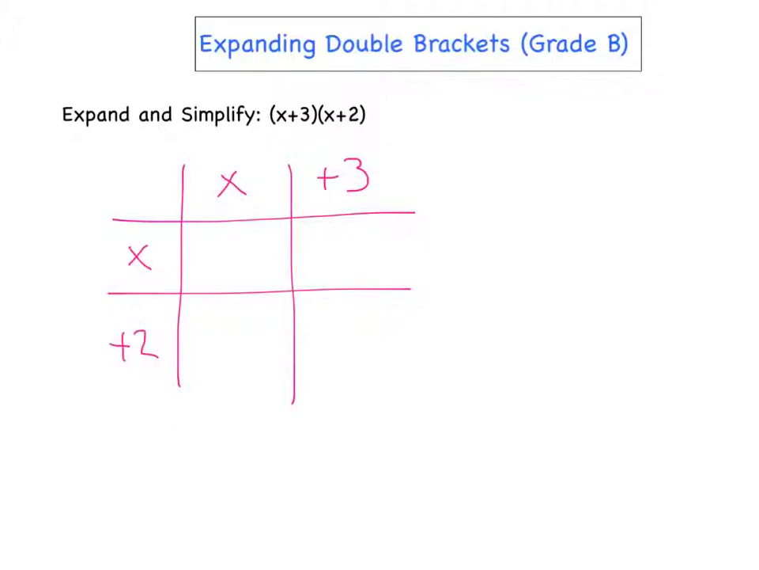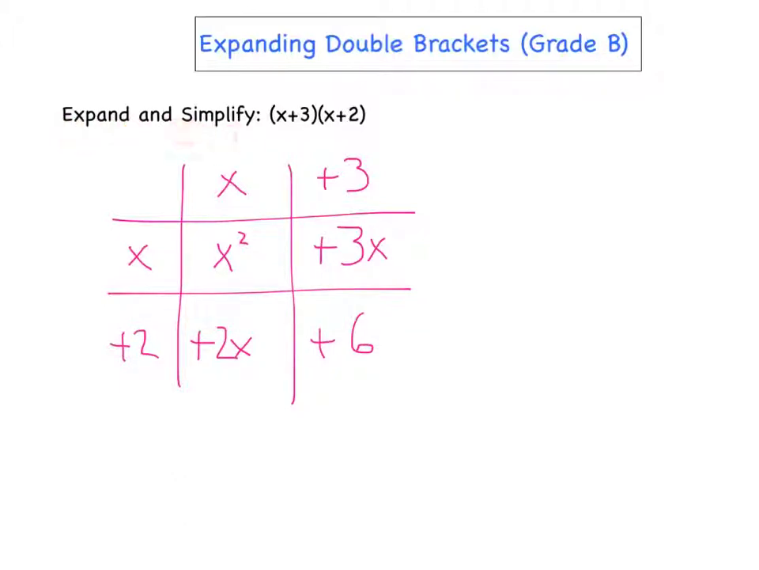Now because this is a multiplication grid, I need to know that x times x will give me x squared, x times positive 3 is positive 3x, positive 2 times x is positive 2x, and positive 2 times positive 3 is positive 6. I've now expanded the brackets.